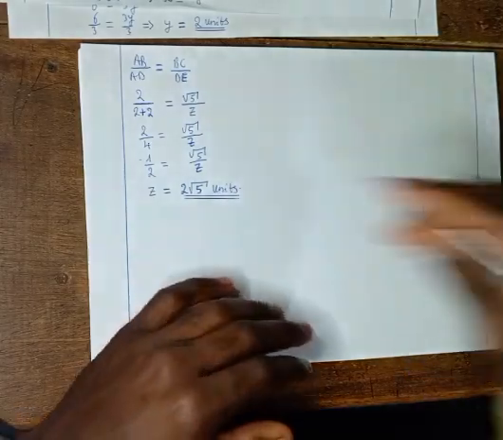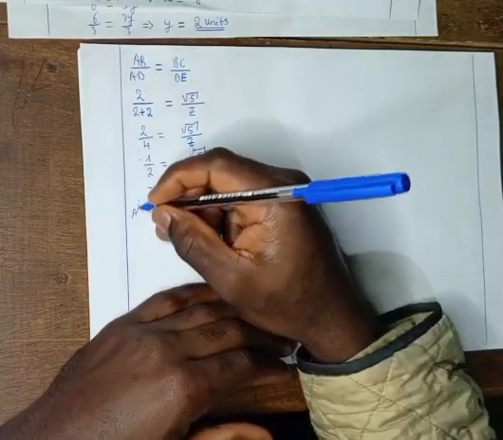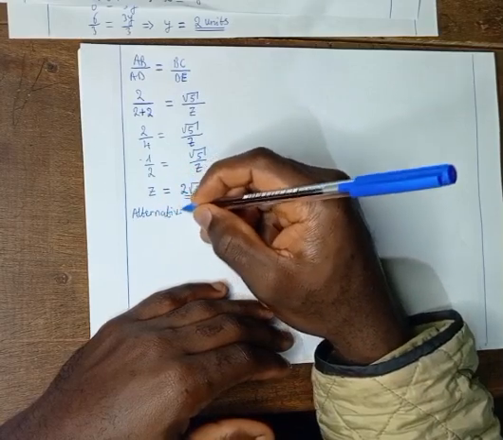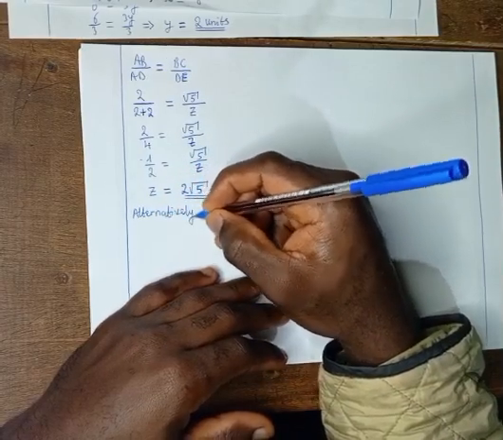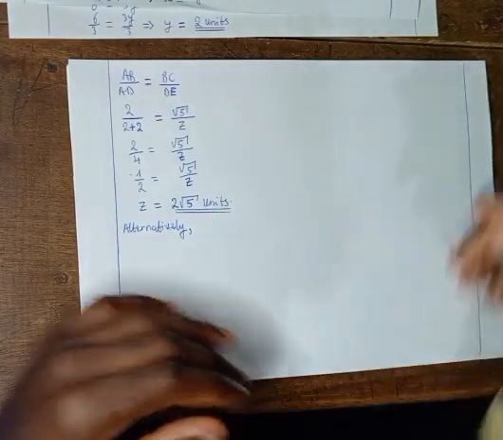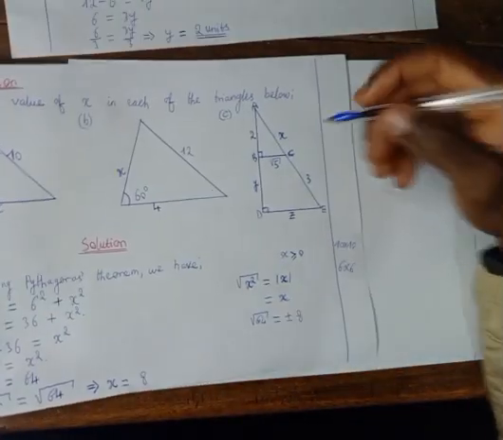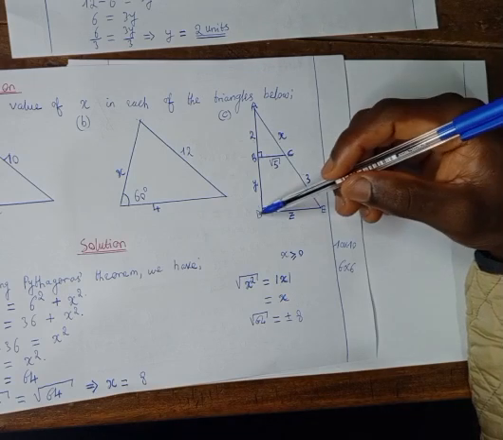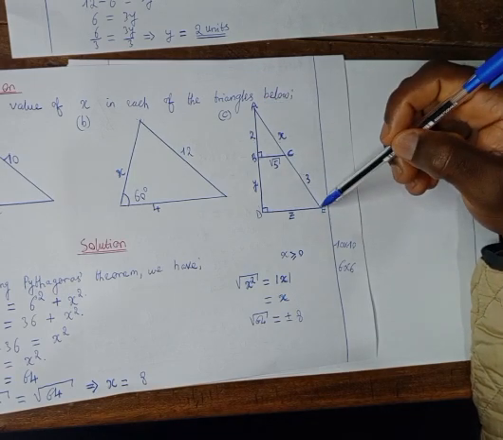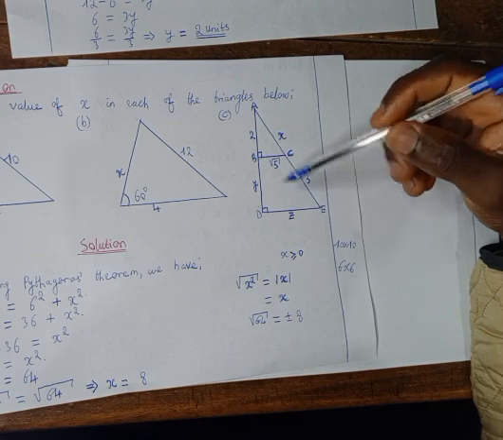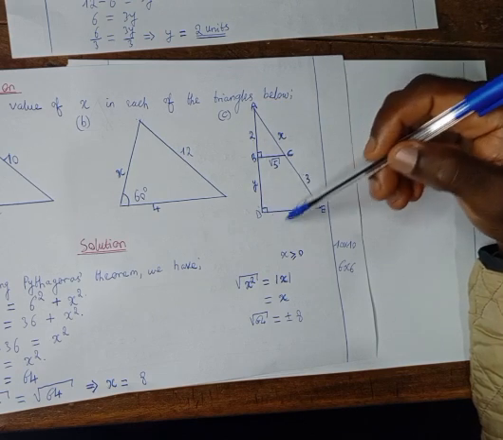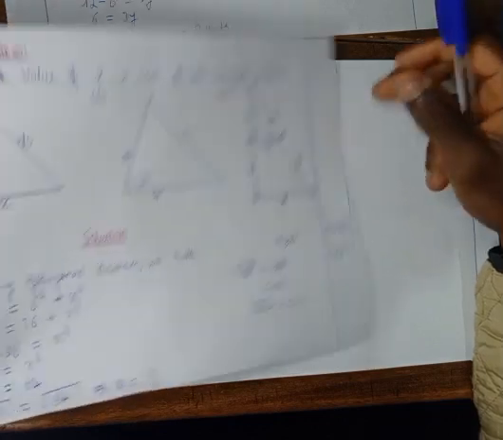Or let's make use of the other method. Alternatively, we can make use of Pythagoras Theorem. We know for us to get Z, Z is a base. We know if you take AE squared, which is the hypotenuse, it should be equal to the sum of the squares of the height, AD squared plus DE squared.